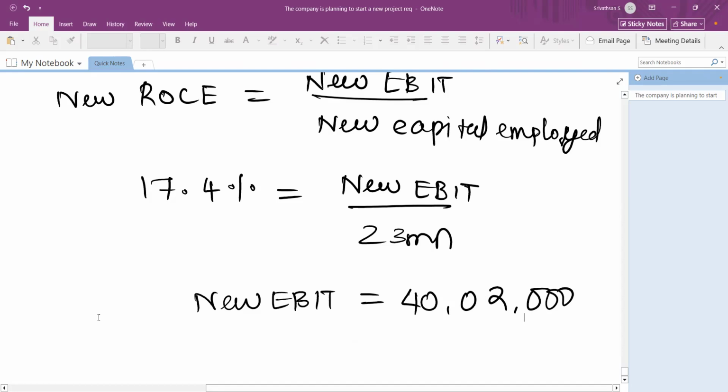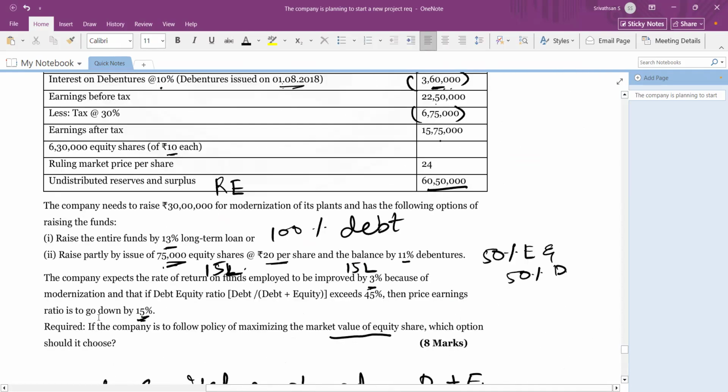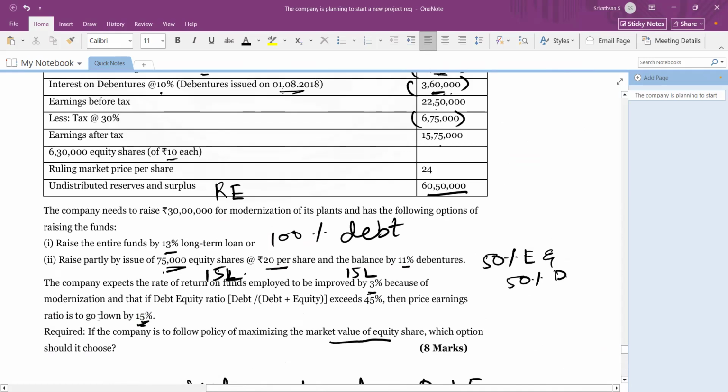Now in the question, it is also mentioned that if the debt to equity ratio is greater than 45%, then the price to earnings ratio will go down by 15%, right? So first we have to calculate two things here. We don't know the debt to equity ratio because of employing an additional capital of 3 million. We don't know what kind of impact it is going to leave on the debt to equity ratio under option 1 and option 2. So first what we need to do is calculate the debt to equity ratio under both the options, and if the debt to equity ratio is greater than the limit, then the price to earnings ratio has to come down by 15%. You will understand it better once we solve the working notes.